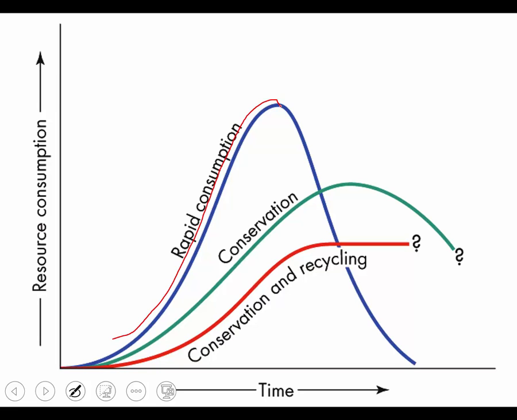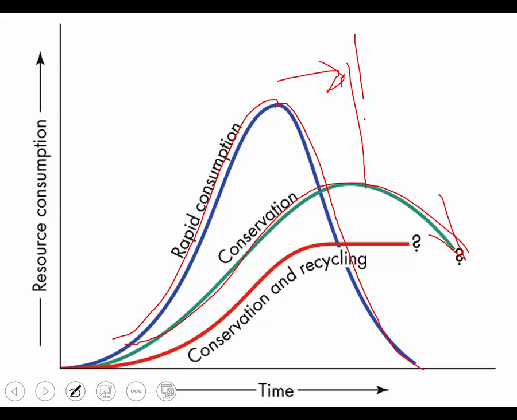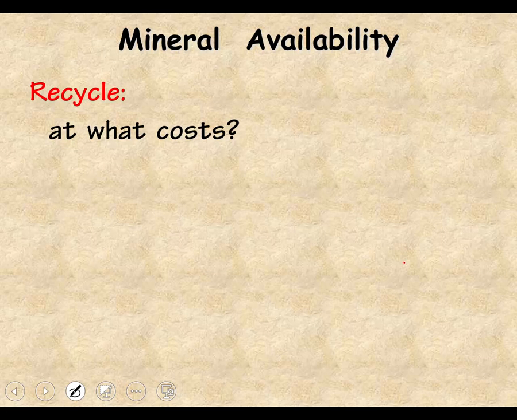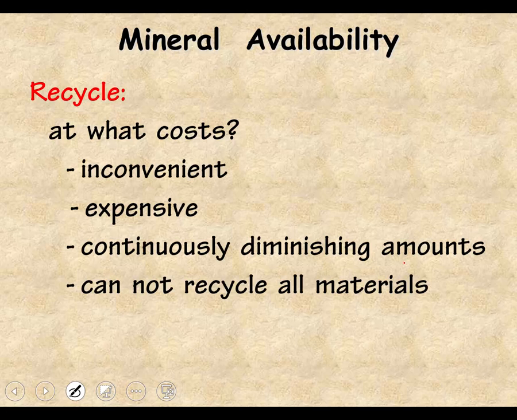If you look at Hubbert's curve, if you consume something rapidly, and let's just say Hubbert's curve in a general sense, what happens if you conserve? Well, you don't destroy that peak, you just postpone it. But that's good. The longer you can postpone the time to peak, the more time you have to find an alternative. And recycling, well, conceivably, you could recycle 100%. So recycling is at least a possibility. It may cost a lot. It's inconvenient. Some things can't be recycled.